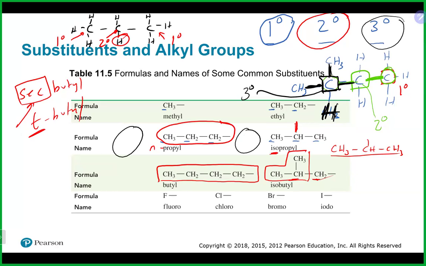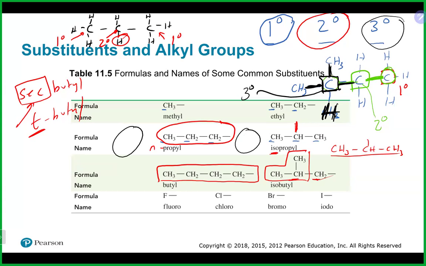Is it going to be a primary carbon? Is it going to attach at a secondary carbon? Will it attach at a tertiary carbon? Any questions on that? I would say for us, probably isopropyl and isobutyl are the two funky ones that you might come across in this class. Again, we have our halogens there as well, our fluoro, our chloro, our bromo, and our iodo. Any questions on the groups here that are attached?